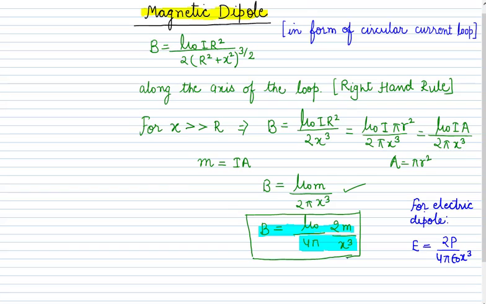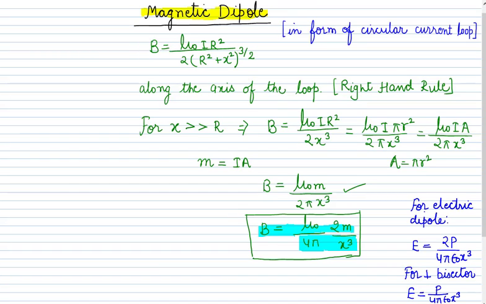And if you take any point on the middle which is in the plane perpendicular, then for electrostatics, for the perpendicular bisector, if you remember the formula, we had E is equal to P upon 4 pi epsilon naught x cube.